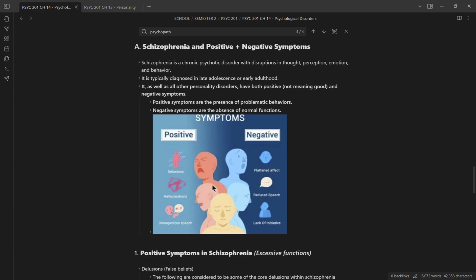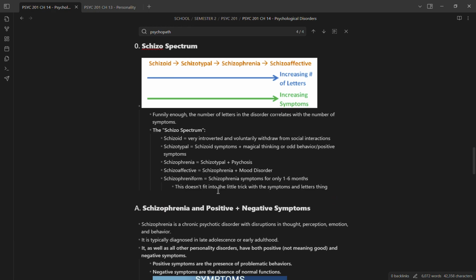Essentially, positive symptoms are just excessive functions compared to normal ones. But we'll talk about this, right? So again, schizoid, very introverted, voluntary withdrawal. Schizotypal, you have those schizoid symptoms of being very introverted and voluntarily withdrawing, plus magical thinking, odd behavior, and other positive symptoms. Then you have schizophrenia, which sees schizotypal plus psychosis. With psychosis, if we remember that definition, if we've talked about it before, meaning disconnect from reality.